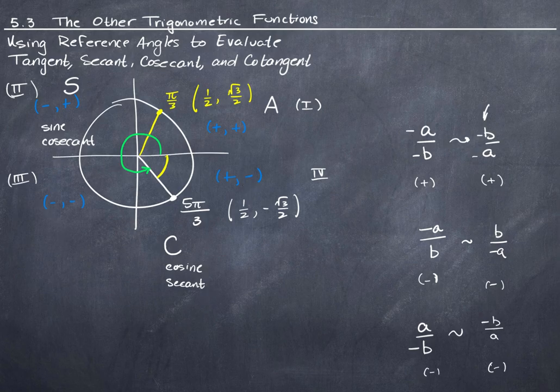In quadrant 3, we have sine is negative and cosine is negative. 1 over sine will be negative, that's cosecant. 1 over cosine will be negative, that's secant. What's left is tangent and cotangent. Tangent is y over x, which is sine over cosine. That's a negative divided by a negative, and that's a positive. So in quadrant 3, tangent is positive. And since tangent is positive, 1 over tangent is positive, and that's cotangent.